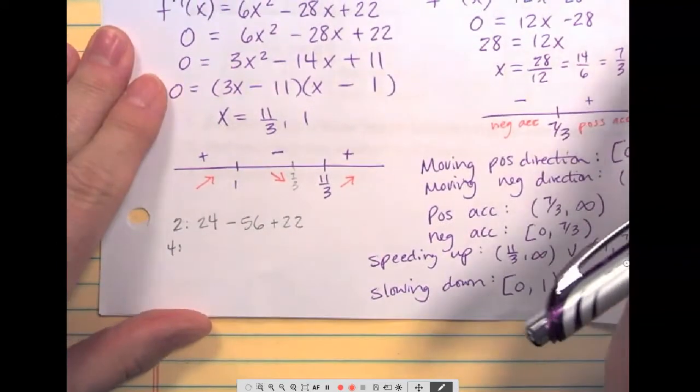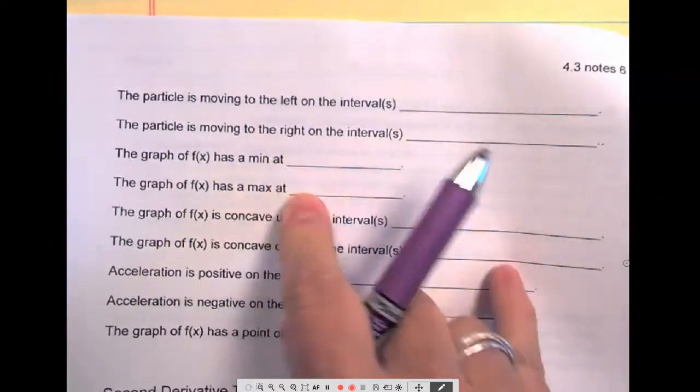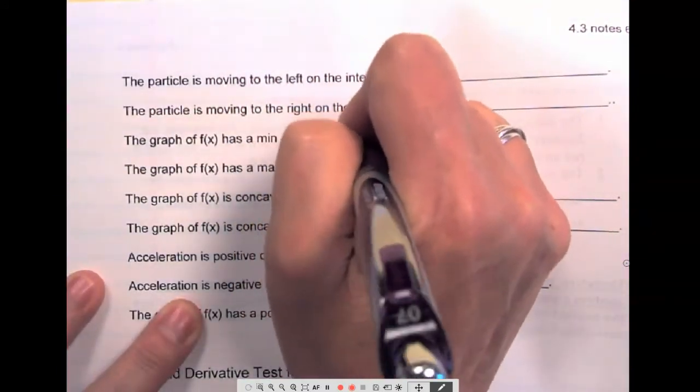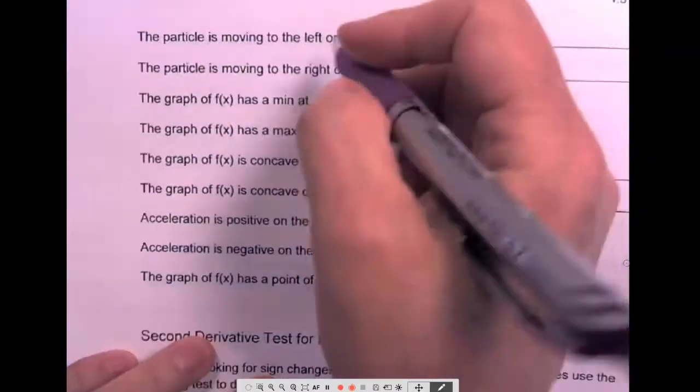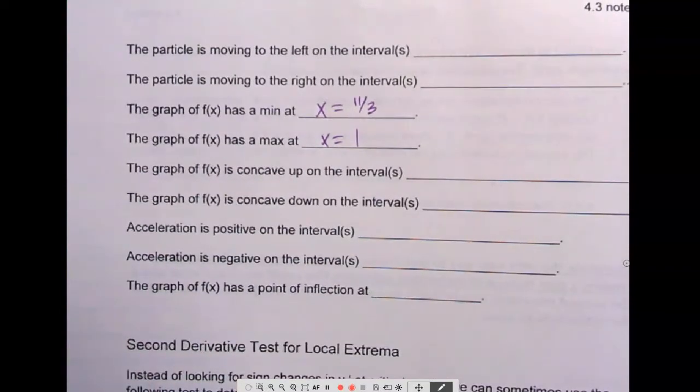Okay, so let's flip back and answer that question. We already answered the first 2. We do have a minimum at x equals 11/3. It has a maximum at x equals 1. I could find the ordered pair if I wanted to, because I have the original function to plug this in.